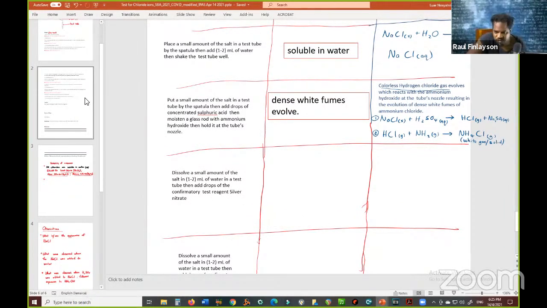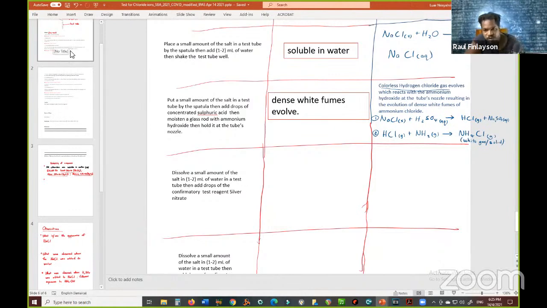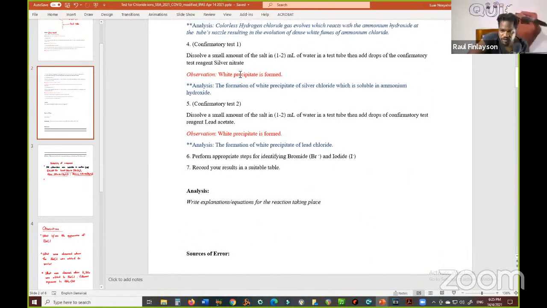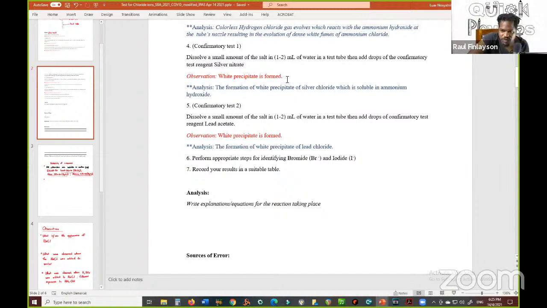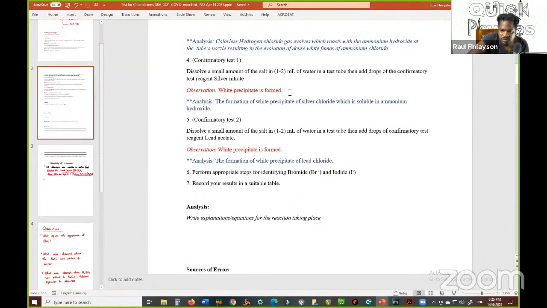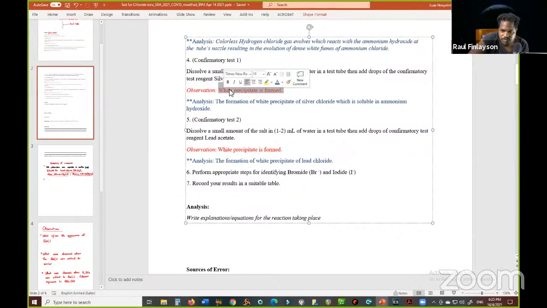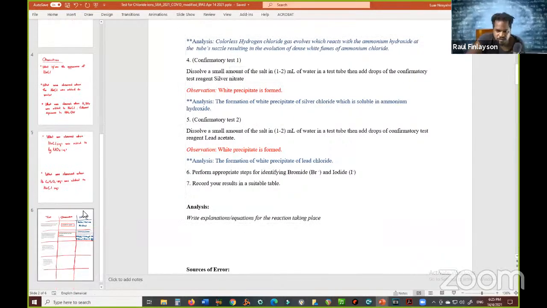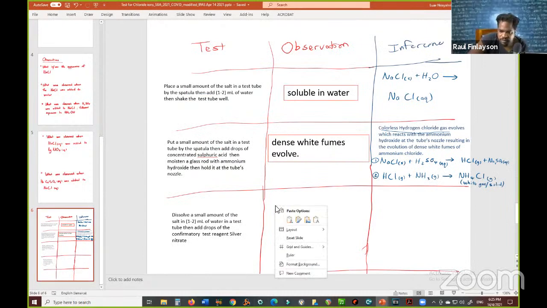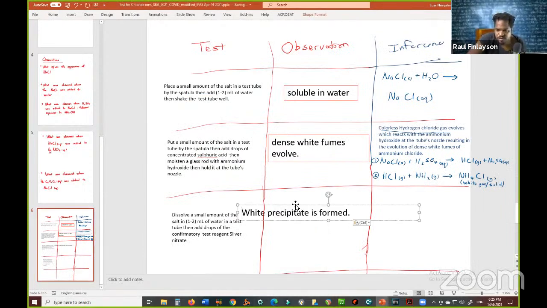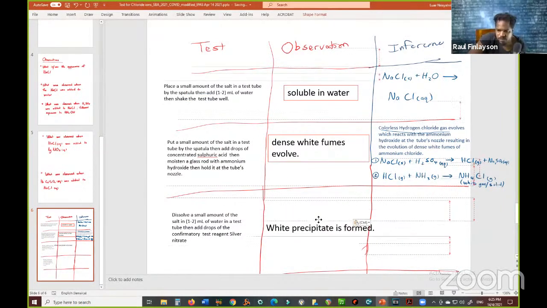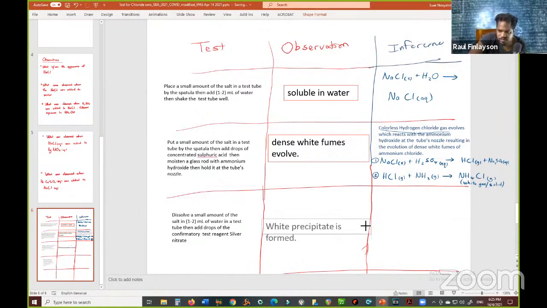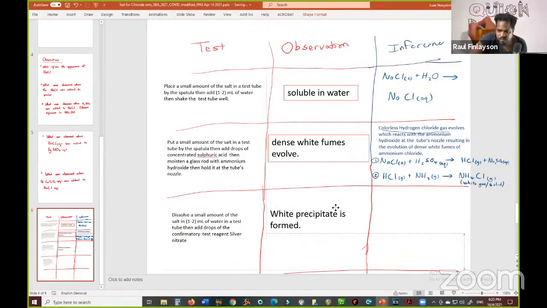If you had the results for this one, let's go back to this one here. It says a white precipitate was formed. First confirmatory test here. So let's put that in the observation right here. White precipitate formed.